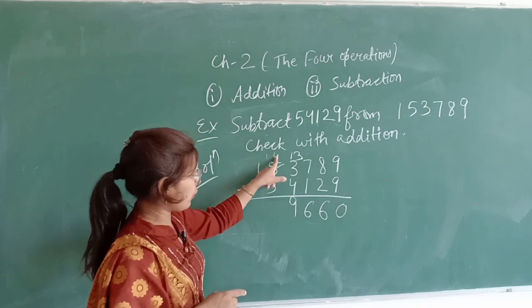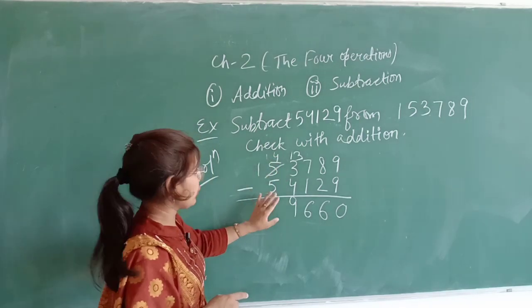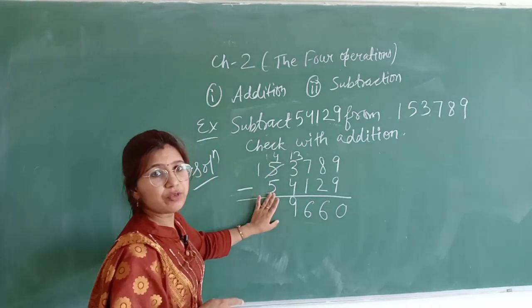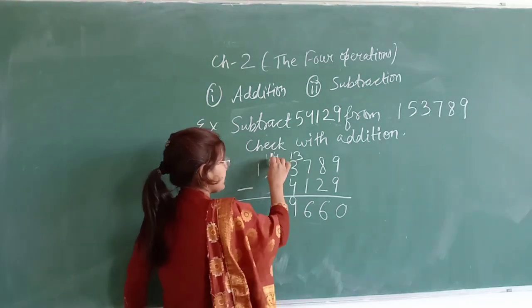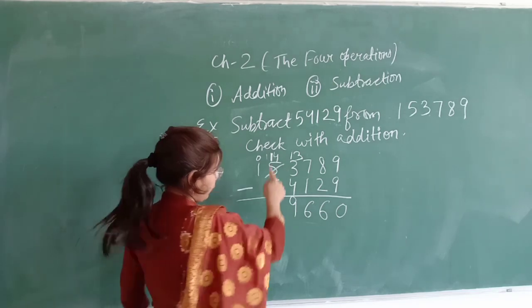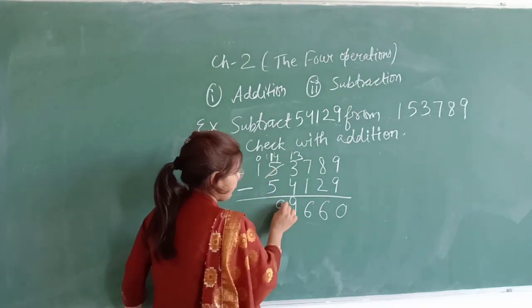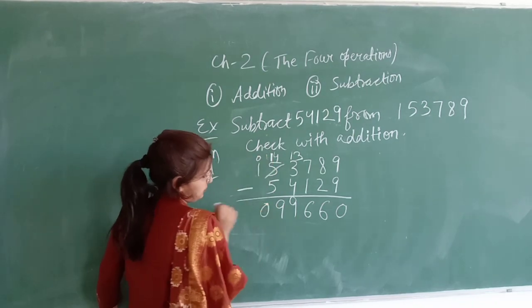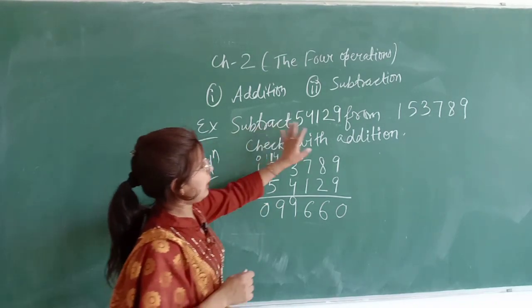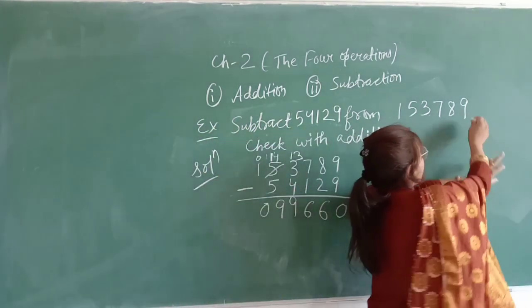Now this will become 4 and it is 5. It is not possible to subtract 5 from 4. So 4 will borrow from this 1 and this will become 14 and this 1 will become 0. 14 minus 5 again gives you 9. Understand? Here is 0. Now you have solved the question up to here.